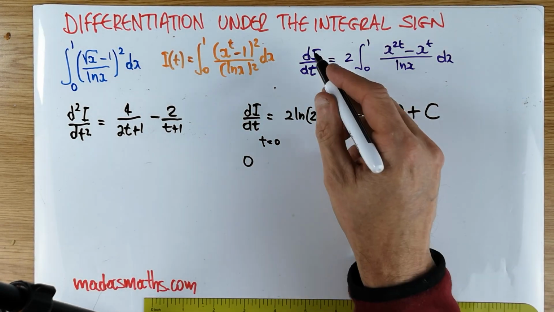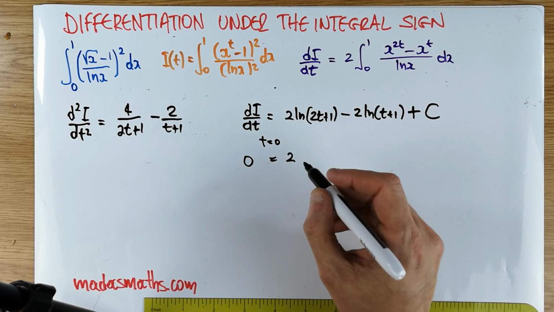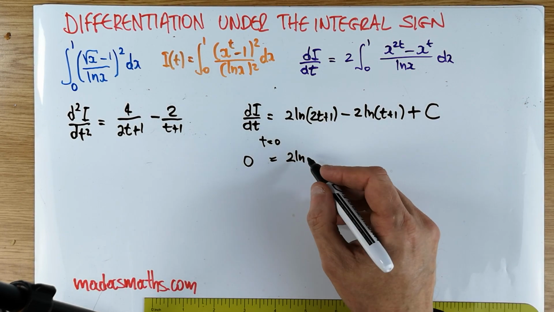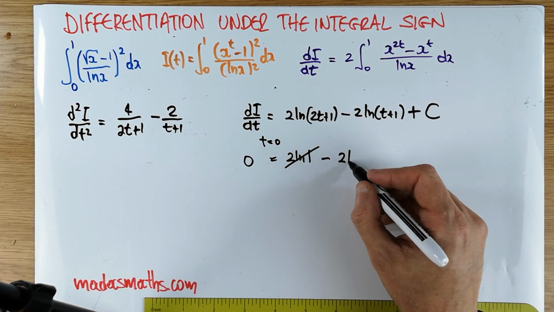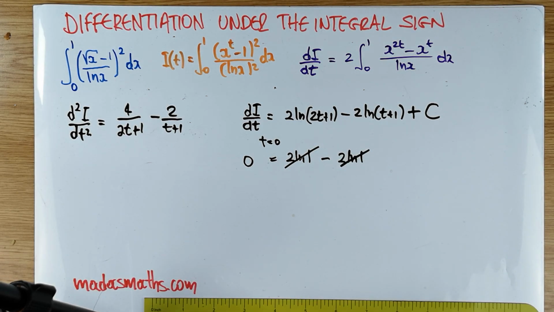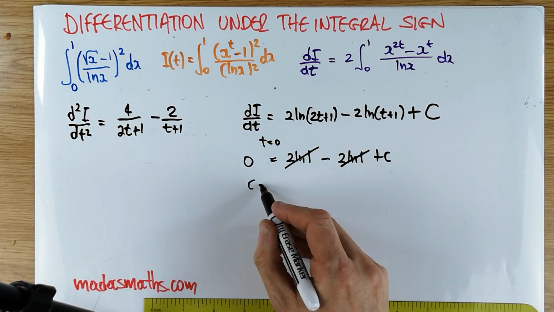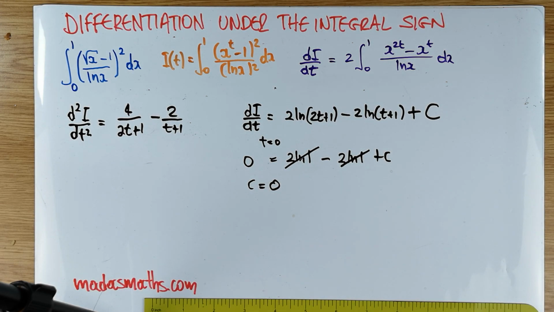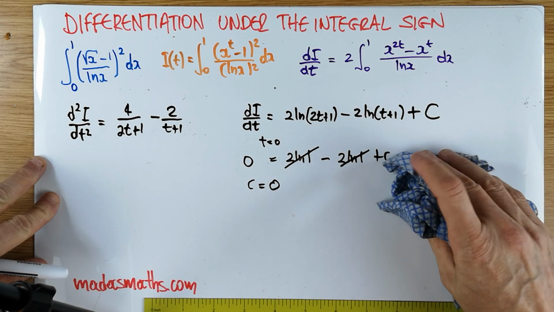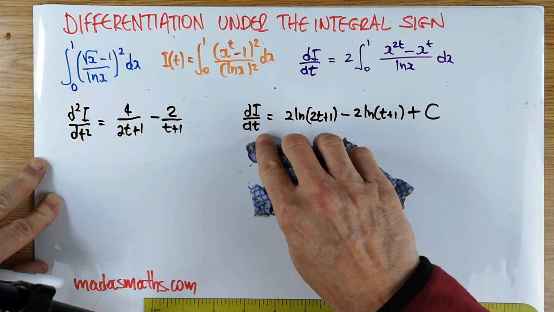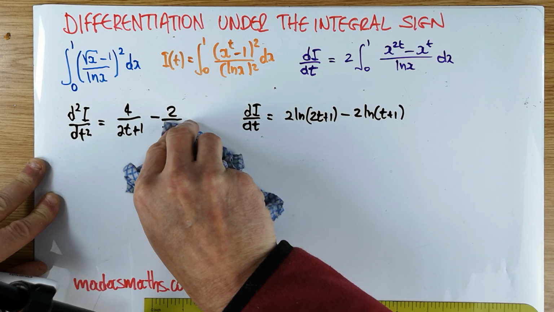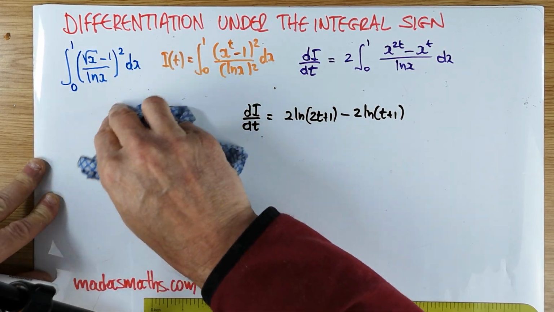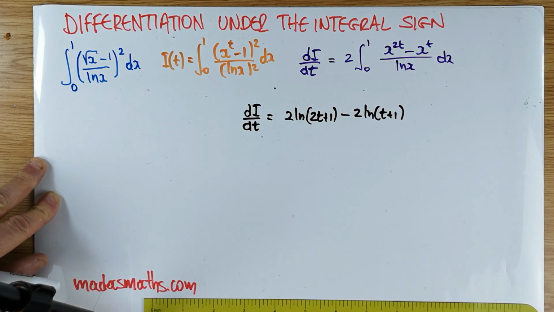So I'm going to get di by dt is equal to 0, is equal to 2 log, I'm putting t is equal to 0, log 1, which is 0, minus 2 log 1 again, which again will be 0. And therefore, this constant turns out to be 0. So that's rather nice because I now know that my di by dt is just simply the expression that I've got there, and this, of course, is not there. So far, so good. I need to go back one step so I can get my I of t.